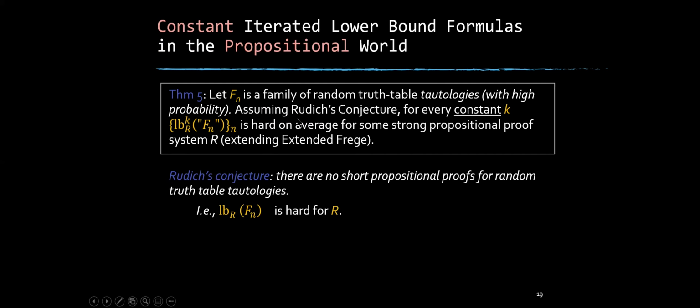So what we show is the following. Based on this conjecture, for every constant k, if we consider this, but this is constant, this is infinite, it is hard on average for some strong propositional proof system R. If you look up the paper, you see that this one is written explicitly. It is a certain proof system that extends Frege. But I don't want to get into the details. And this is theorem 5. So basically, that's it. I hope you enjoyed this talk. Thank you.